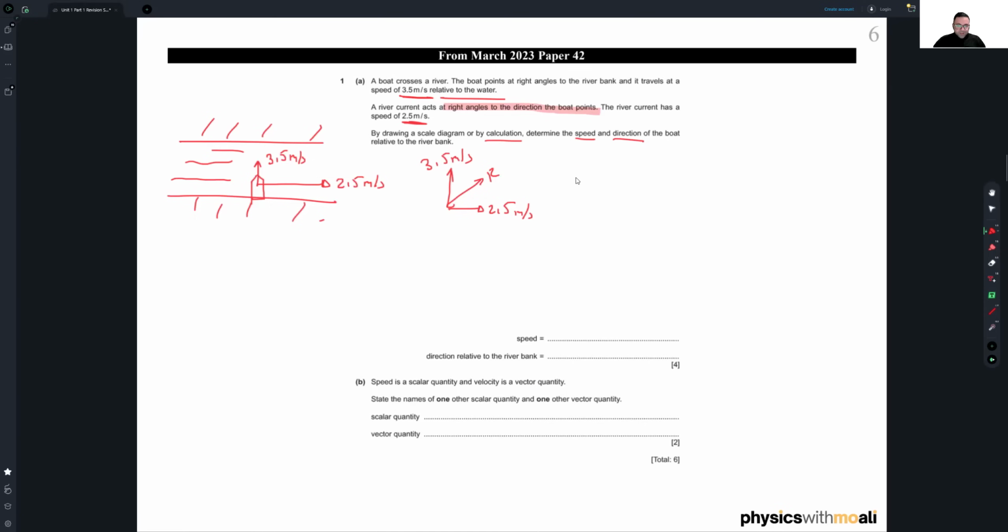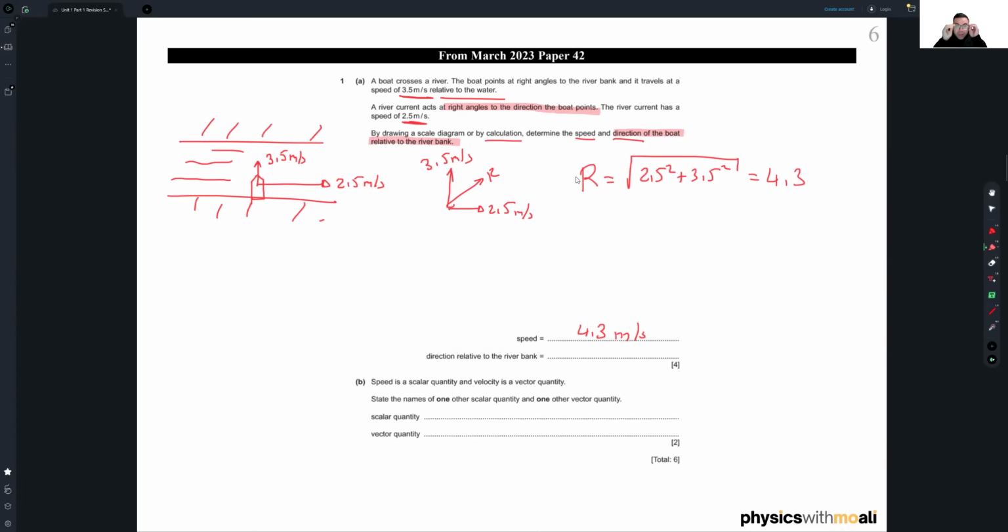How do I find the resultant? The resultant is equal to the square root of 2.5 squared plus 3.5 squared. Always square root these two vectors. This gives me 4.3. So the speed is 4.3 meters per second. Do not forget the units. Please, for the love of God, stop forgetting your units, okay? Cool. Now, what about the direction? He wants the direction of the boat relative to the riverbank.